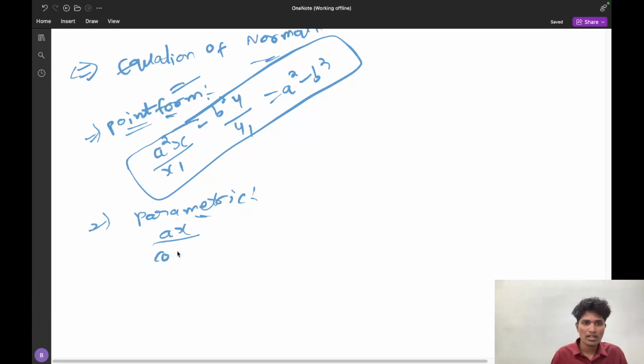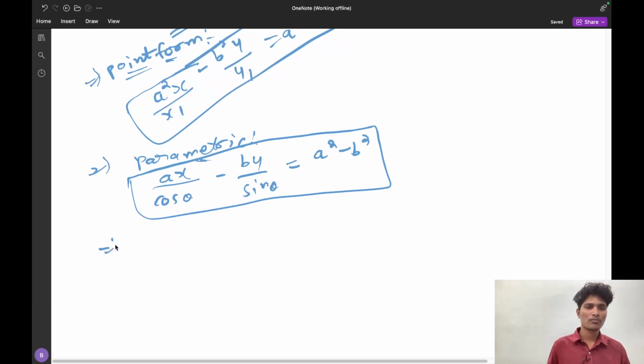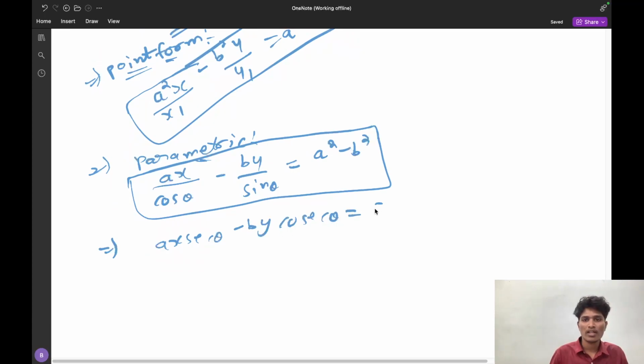Parametric is ax divided by cos theta minus by divided by sin theta is equal to a square minus b square. This is parametric. That is, ax by cos theta minus by by sin theta is equal to a square minus b square. Or you can write ax secant theta minus by cosecant theta is equal to a square minus b square. That's it.